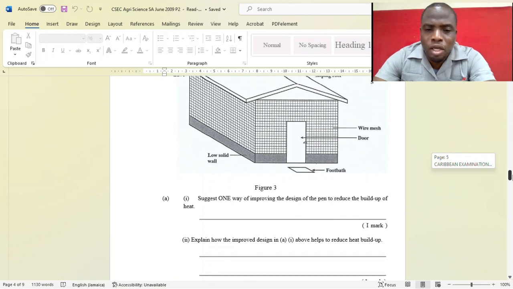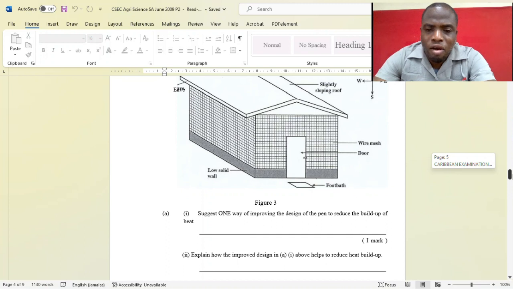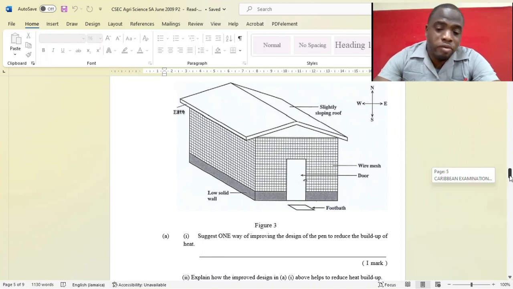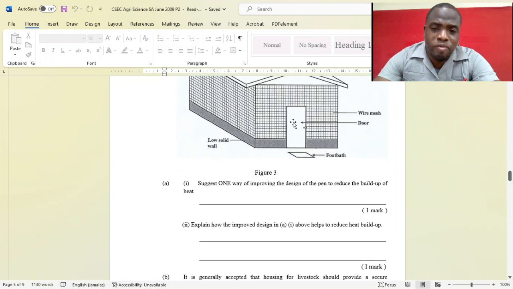So just one way of improving the design of the pen to reduce the buildup of heat. If we want to get technical, we can improve the slope from slightly sloping to more extreme, a more sloping roof, a hip roof system. That's one thing. We can extend the eave further away from the wire mesh or the wall. We can even modify the door. The door is made up of board, so we can make it of mesh as well.